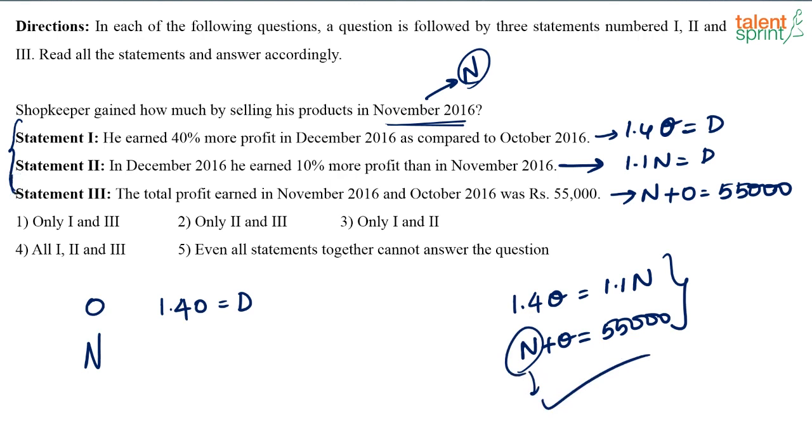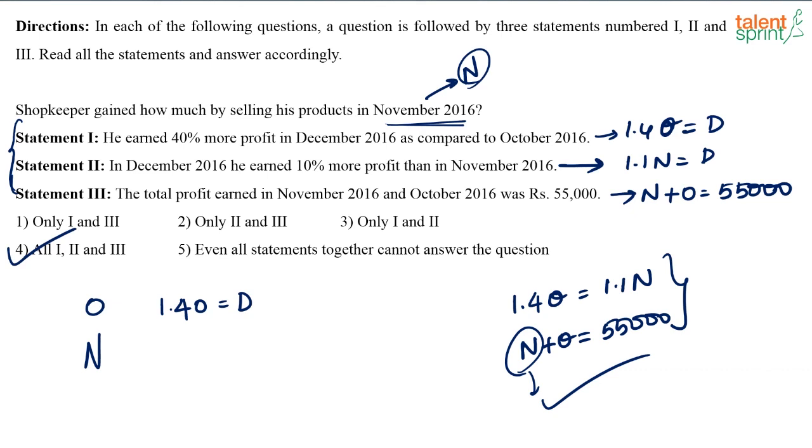So using these statements separately, I am not able to find out the value of N. That is the gain in November 2016. But if I combine all the three statements put together, I will definitely be able to find out the value of N. So what will be the answer here? Will it be option 5? It will be option 4. All of statement 1, 2 and 3. If I use all the three statements together I will be able to find the answer.